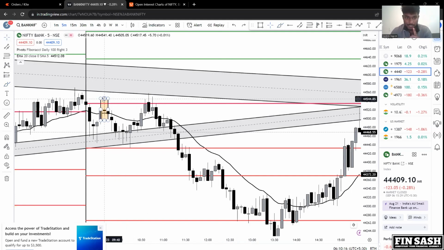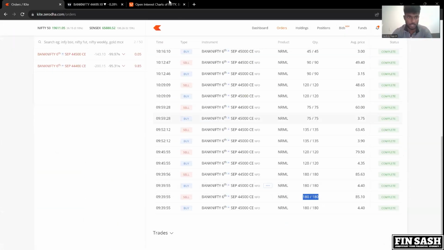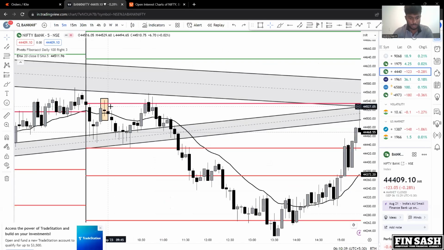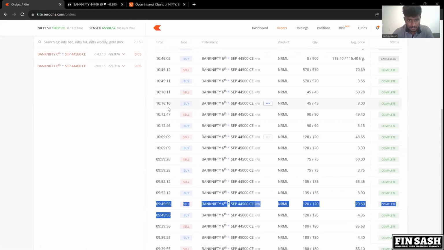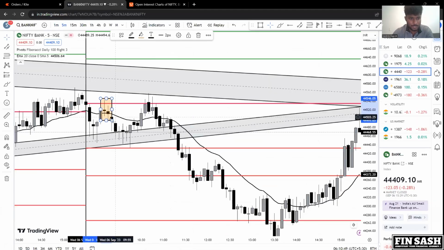But on the next candle, it took a rejection from the pivot and gave an upper wick rejection. Here's where I got a slight confidence and I added my first set of quantities, which was 180. And then at 9:45, I added the next set of quantities. 9:45 is here. So till, let's say, 10:16. Where's that? 10:16.